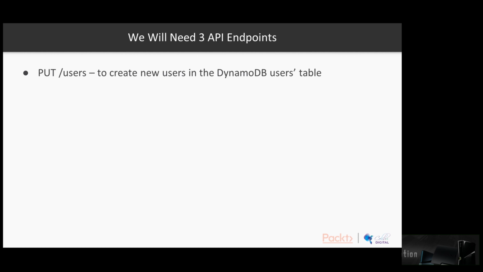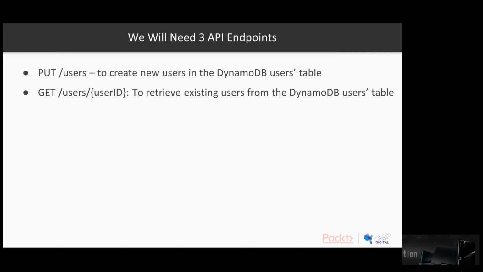So to begin with, to set the groundwork for this, we're going to need 3 API endpoints. We're going to need a put endpoint for users, so this will allow us to create new users in the DynamoDB users table. We're going to need a get endpoint to return information about existing users from the DynamoDB users table. Now this is going to return a 404, obviously, if the user ID requested doesn't exist.